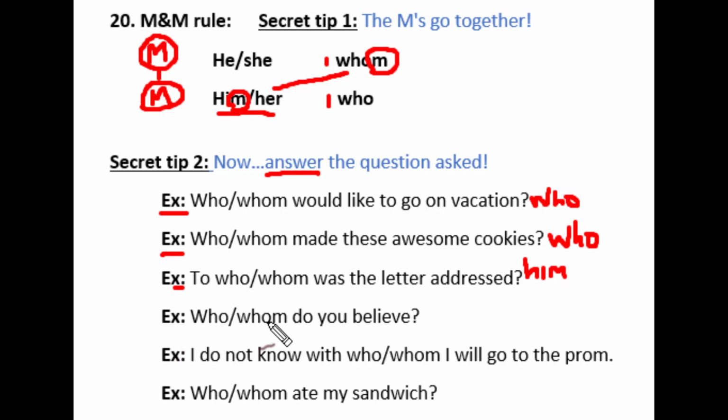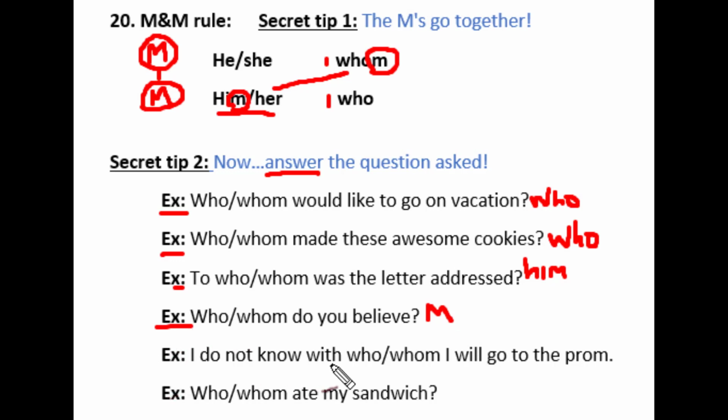Whom do you believe? Let's answer the question. I believe him. I believe her. Him goes with whom. Whom for example number 4. Let's take a look at the next example.